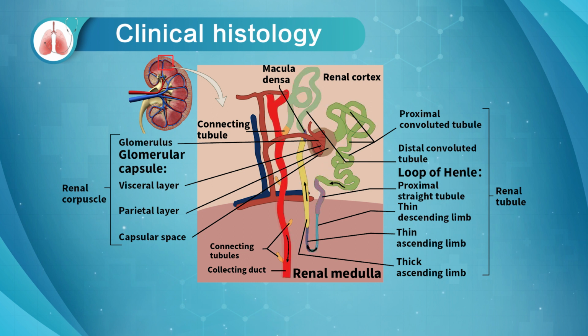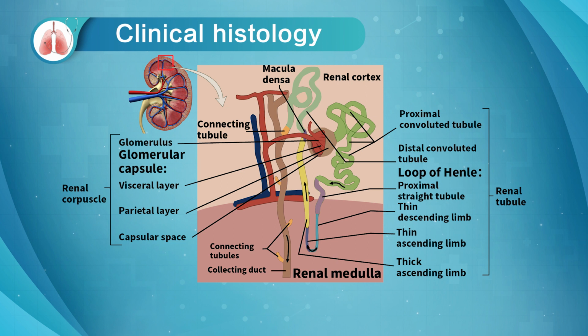The corpuscle filters blood to form primary urine. The primary urine then flows through the renal tubule. In the renal tubule, almost all water, along with electrolytes and nutrients in the primary urine, are reabsorbed and returned to the blood circulation. The remaining fluid and waste become secondary urine, which flows out of the nephron tubule into the collecting duct. Please note the arrangement of these components in the kidney.